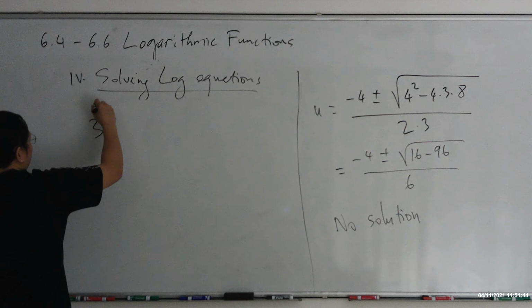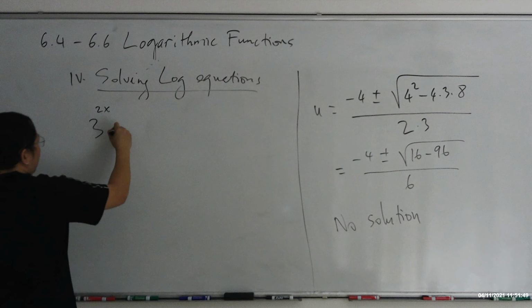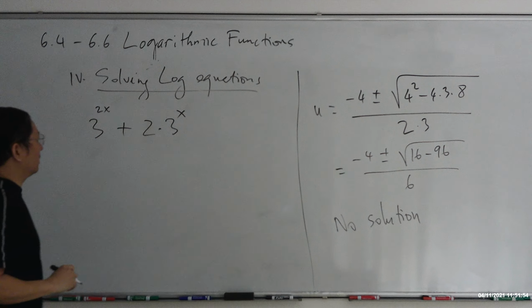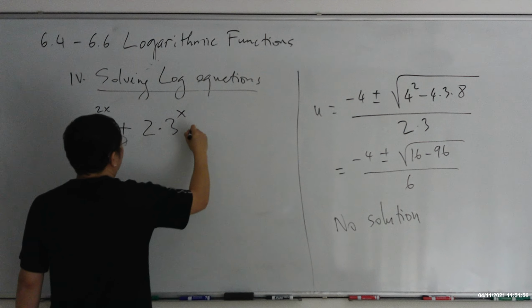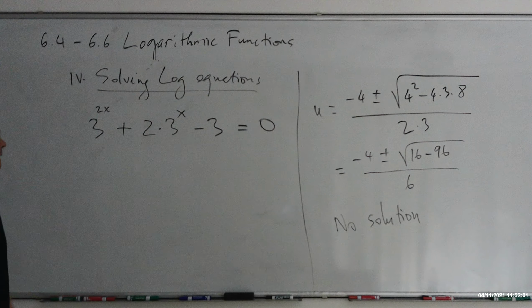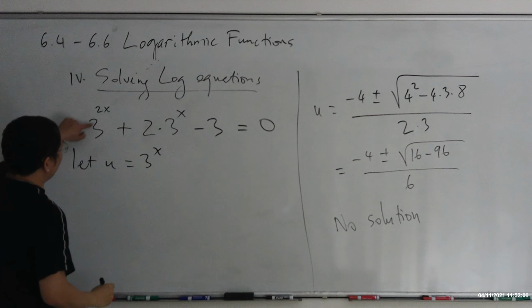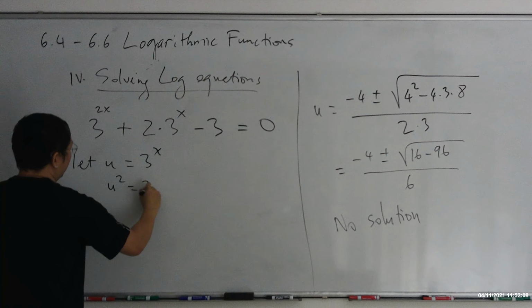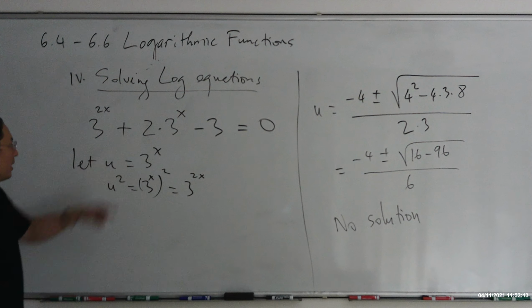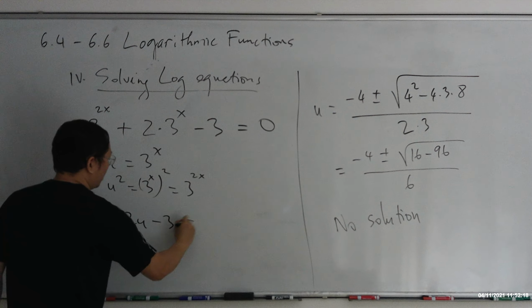3 to the 2x plus 2 times 3 to the x minus 3 equals 0. In this problem, I'll let u equal 3 to the x. So this one is going to be u squared. u squared is 3 to the x squared, which is 3 to the 2x. So this problem becomes what? u squared plus 2u minus 3 equal to 0.